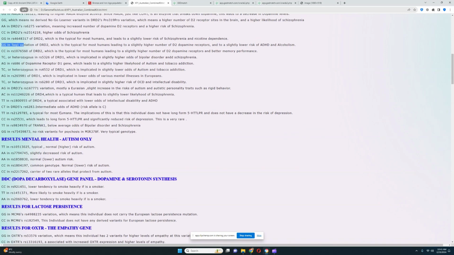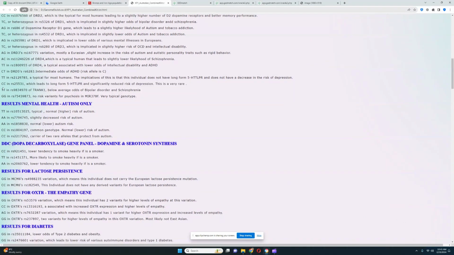This individual has the long form 5-HTTLPR. Look at that. Wow, I found somebody with the long form 5-HTTLPR, and this is not even a European. Not even a European, just straight up an Australian with the long form 5-HTTLPR. It's really uncommon. The long form 5-HTTLPR is most common and most typical for Europeans. It is really, really rare outside of Europe.